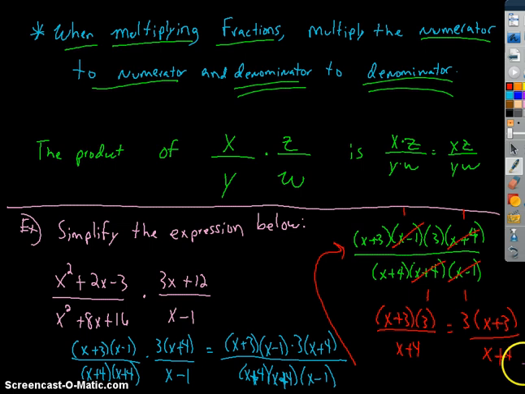By leaving it in the factored form, you can more easily see the zeros, the x-intercepts, y-intercepts, all sorts of things. So I'm going to leave it in the factored form. So that's it. That's how it works if you multiply rational expressions.